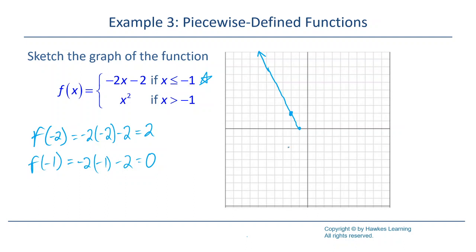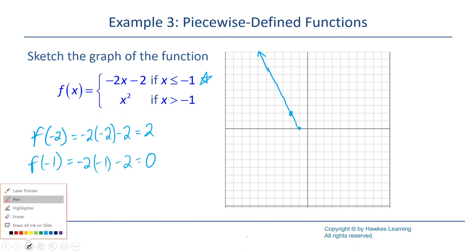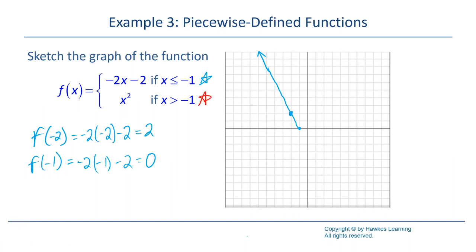Reason being, the piecewise function says this one literally draws the line at -1. I have to separate it out as everything less than or equal to -1 and everything greater than -1. So let's work on that now. Let's use red, so these are very distinct.